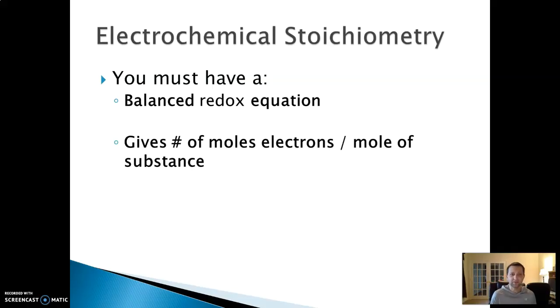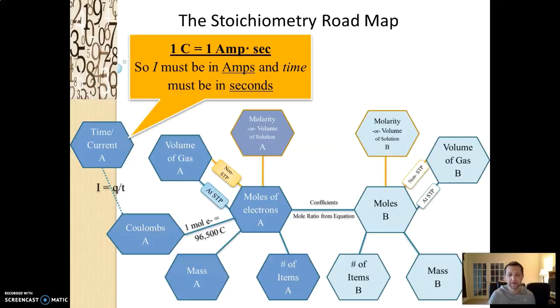Before we do anything, we need to have a balanced redox equation. So that is really important. You can't just jump right into this and try to do your stoichiometry without that balanced redox equation, because what are you going to get from that? Well, you're going to get your moles of electrons. And to go either to the left of this here or to your mass, you need to go through moles of electrons. So you need to have that.